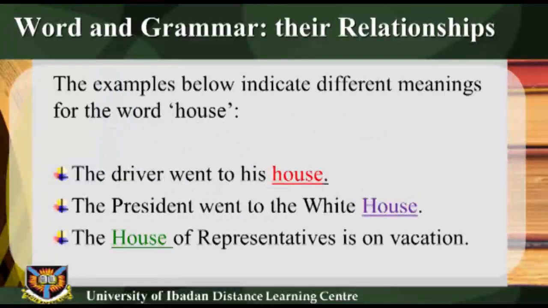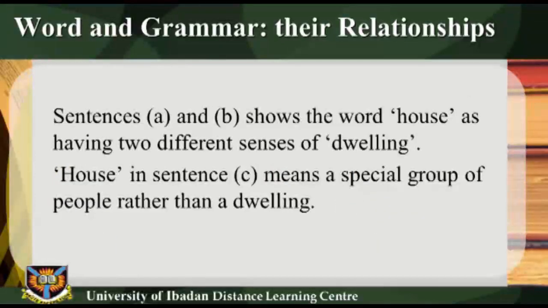The examples below indicate different meanings for the word house. A. The driver went to his house. B. The president went to the White House. C. The House of Representatives is on vacation. In the sentences A and B above, the word house has two different senses of dwelling. House in sentence C is completely different from A and B, meaning a special group of people rather than a dwelling.